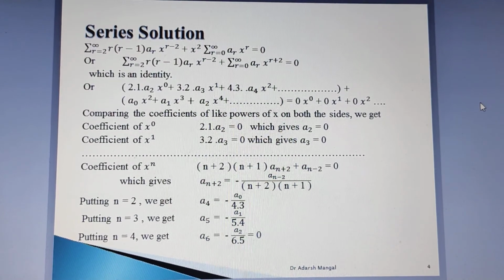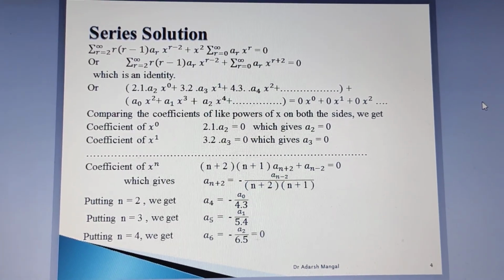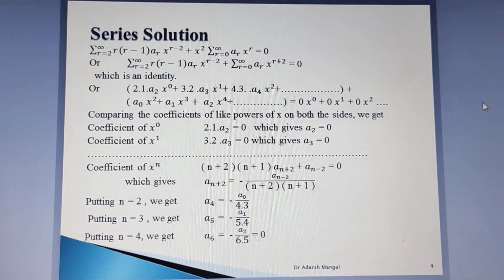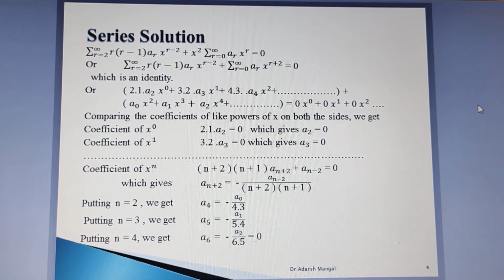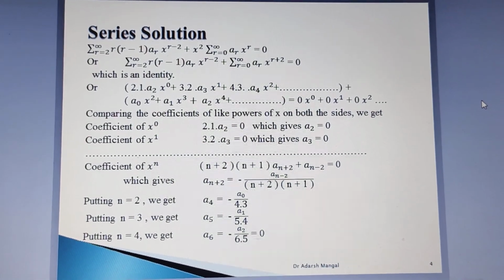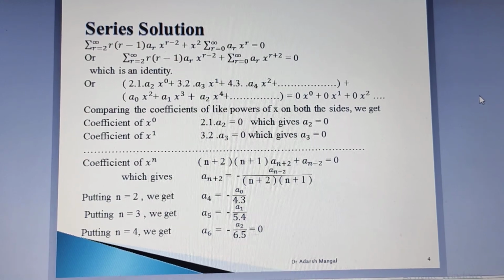putting 2, 3, 4 and so on. In the next summation we have to start with 0, 1, 2, 3 and so on. In the right hand side component it is written as 0. It can be represented as 0 x power 0 plus 0 x power 1 plus 0 x power 2 and so on. Comparing the coefficients of like powers of x on both the sides.